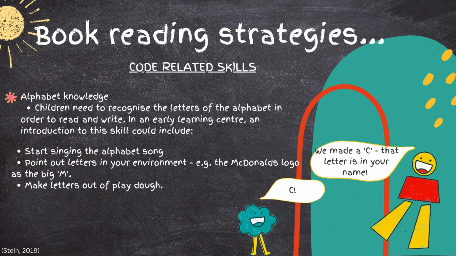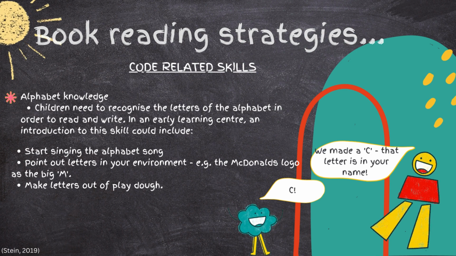Next is alphabet knowledge. Children need to recognise the letters of the alphabet in order to read and write. In an early learning centre, an introduction to these future skills could be starting to sing the alphabet song, pointing out letters in your environment, for example, the McDonald's logo as the big M, or making letters out of Play-Doh.